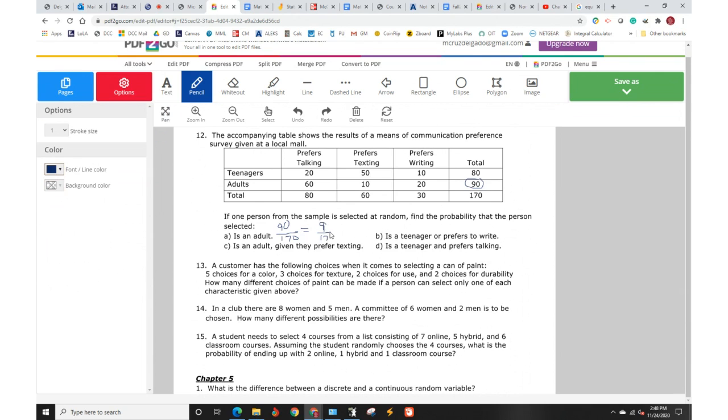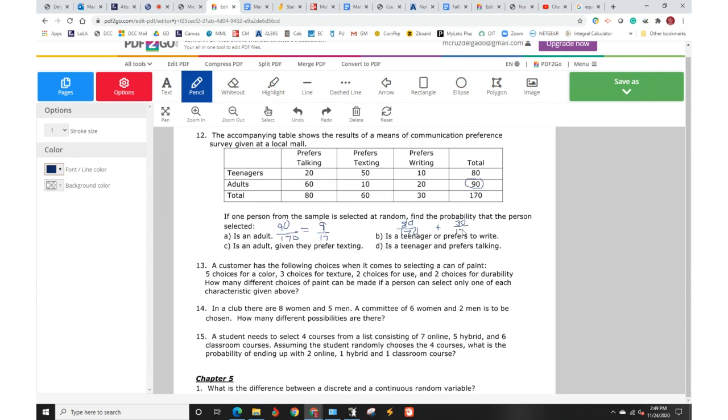All right, teenager or prefers to write. So teenager, 80 over 170. See, it's "or," remember that means it's add. And then write is 30 over 170.